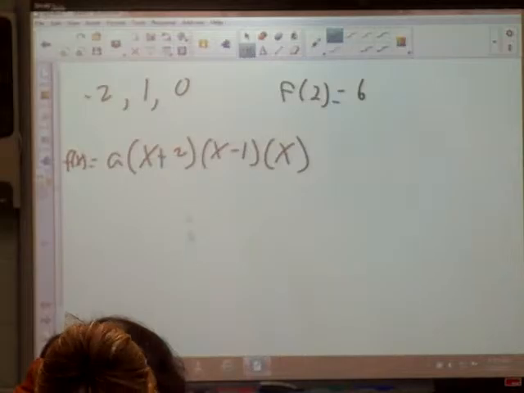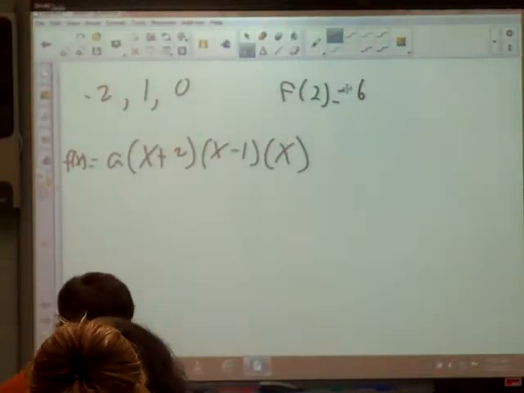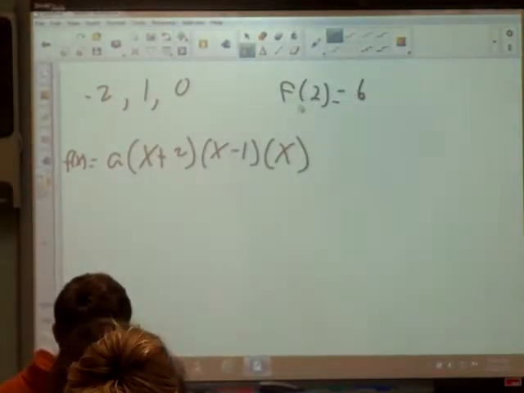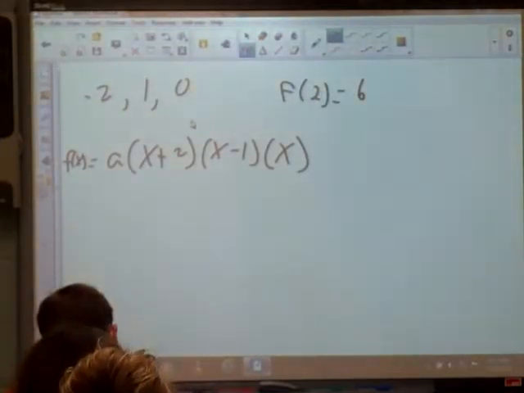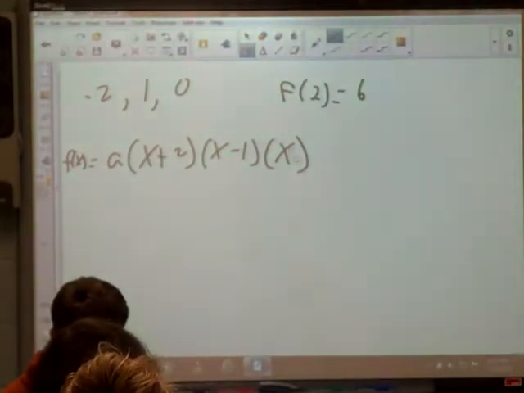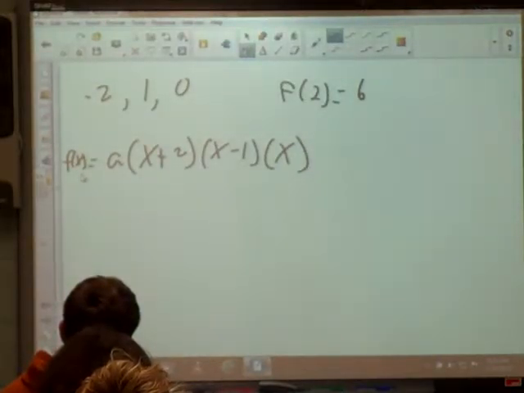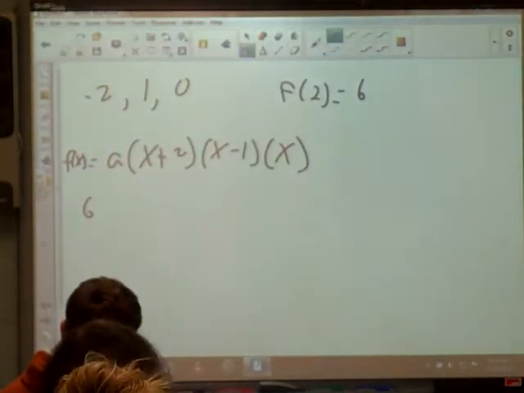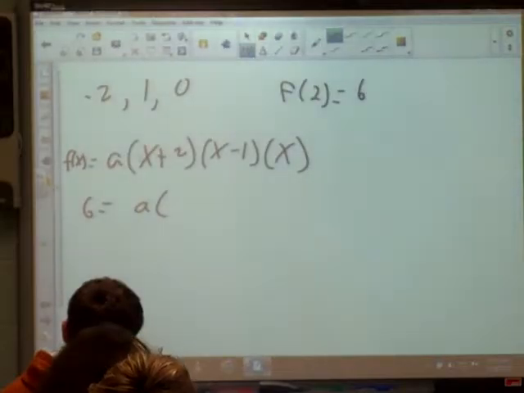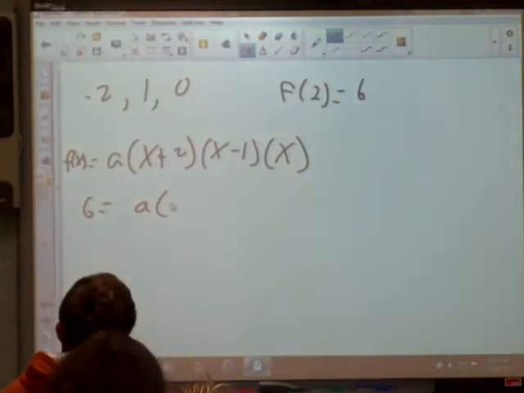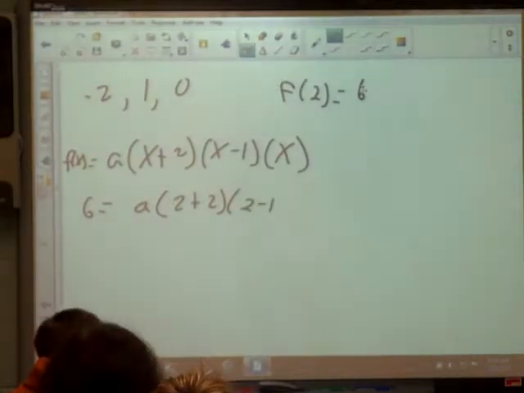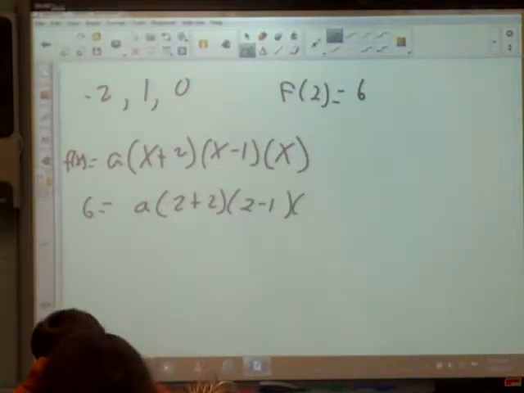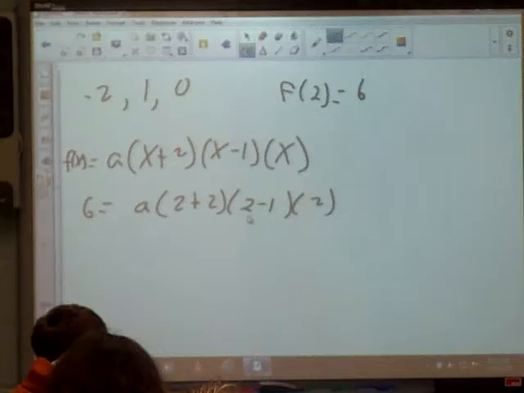Okay, so what we have to do to figure out the A is use this other stuff that they gave me right here. This says f of 2 equals 6. So that means if I plug a 2 in for all the x's, it's going to equal 6. So I'm going to say 6 equals A times, and now at every place I got an x, I'm putting a 2 in. Where'd that 2 come from? It's the other piece of information they gave me. And now I can use that to solve for A.